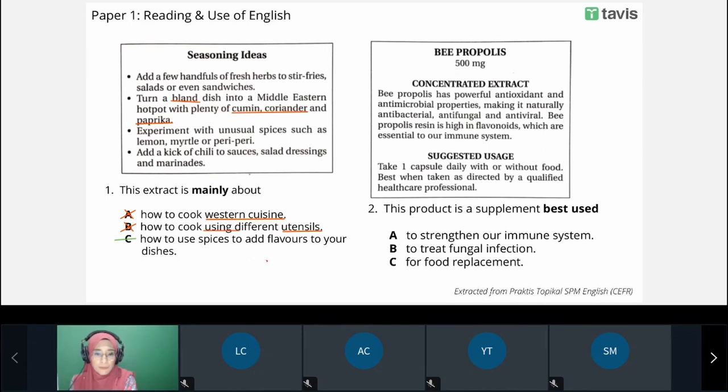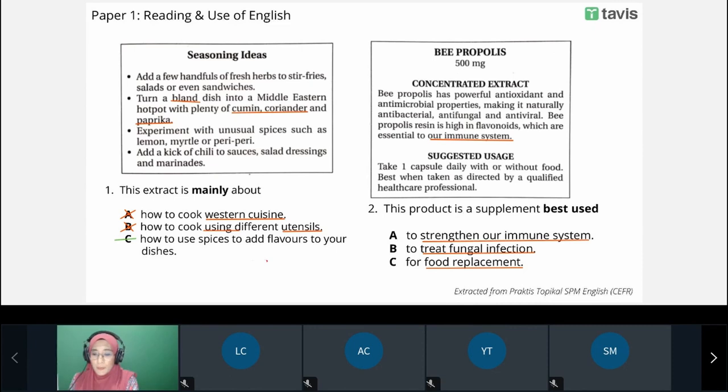Let's try and have a look. We'll try and highlight, underline: strengthen our immune system, treat fungal infection, or food replacement. Let's try and find it here. Bee propolis has powerful antioxidant and antimicrobial properties, making it naturally antibacterial, antifungal, and antiviral. So this bee propolis is very good for you. But good for what? Bee propolis resin is high in flavonoids, which are essential to our immune system. So you can see that is the keyword match.